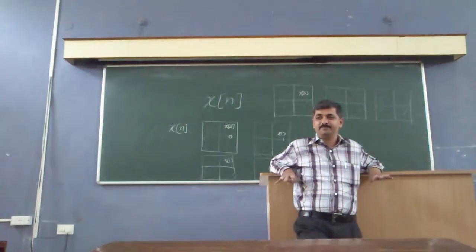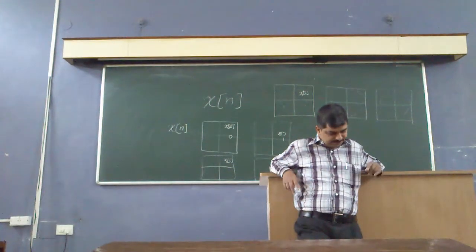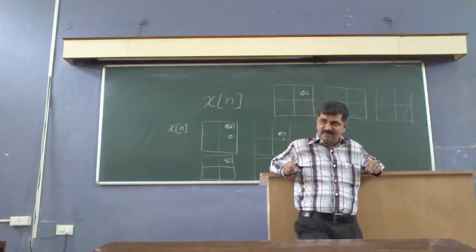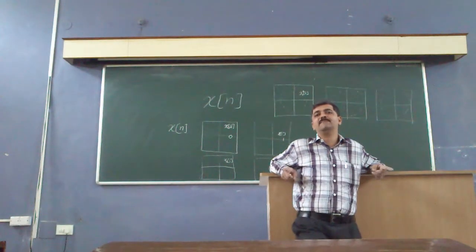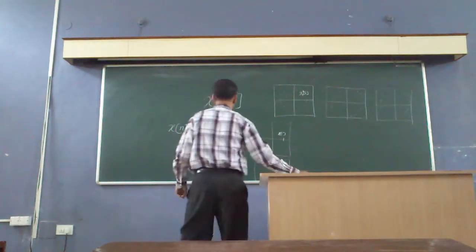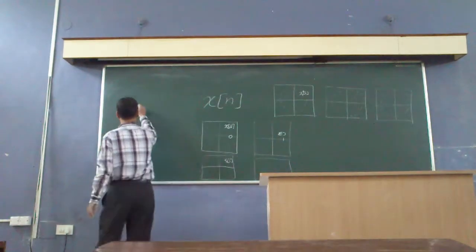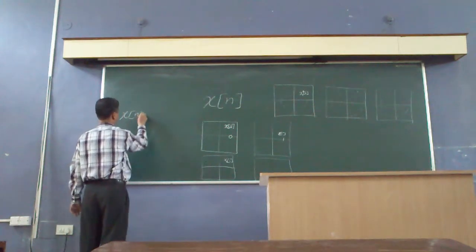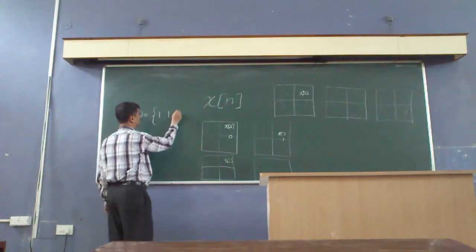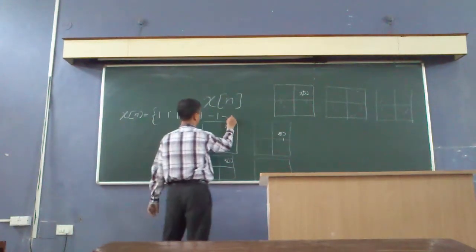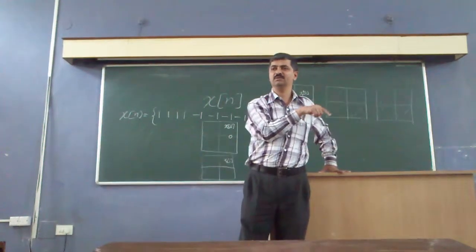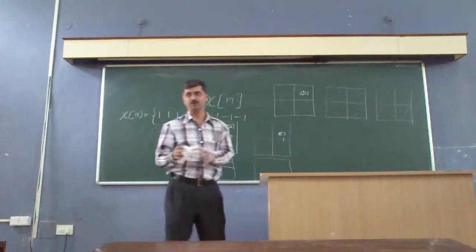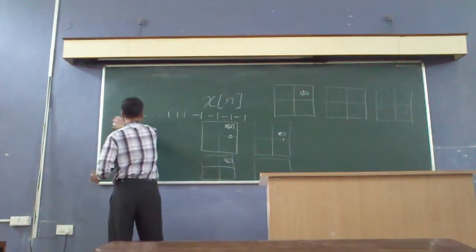I would give you a very simple thing. Let xn be infinite, but moving in a predefined order. Xn is such that xn is a sequence which is like this: 1, 1, 1, 1, minus 1, minus 1, minus 1, minus 1, 1, 1, 1, 1, minus 1, minus 1, minus 1, minus 1, like this. Or if we want it to be symmetric around 0, then there is one more better way, it is like this.